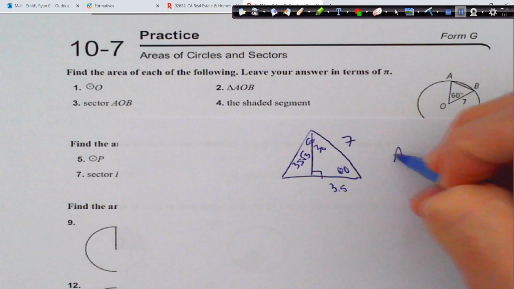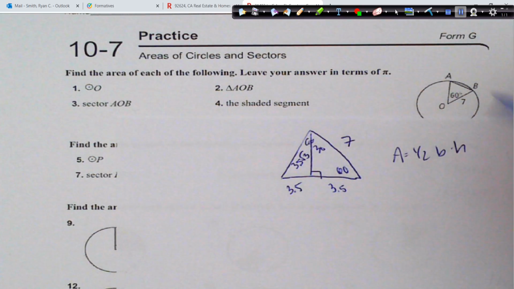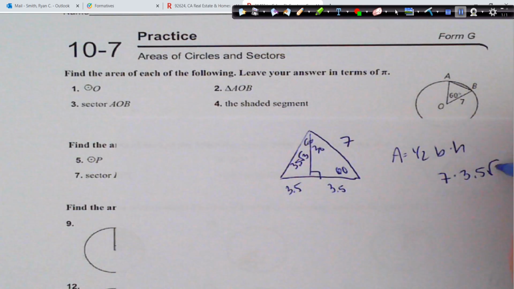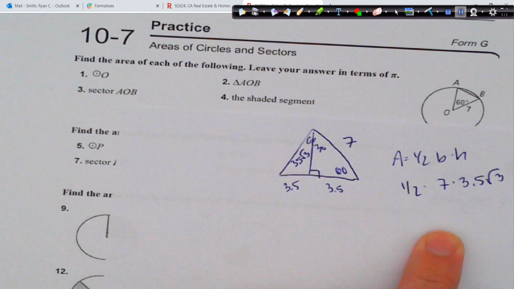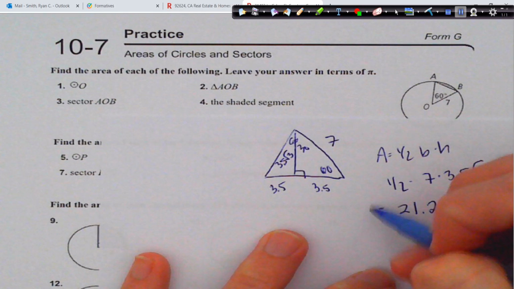So our area of a triangle is 1/2 base times height. Well, the full base is actually going to be 7. You know it's equilateral, so I'll put 7. So 7, and then the height is 3.5 rad 3, and then take half of that. So 7 times 3.5, then times rad 3, and then divided by 2. Leave your answer in terms of pi. This one doesn't require to be in terms of pi, so we're just going to do 21.2. And so that's the area for number 2.